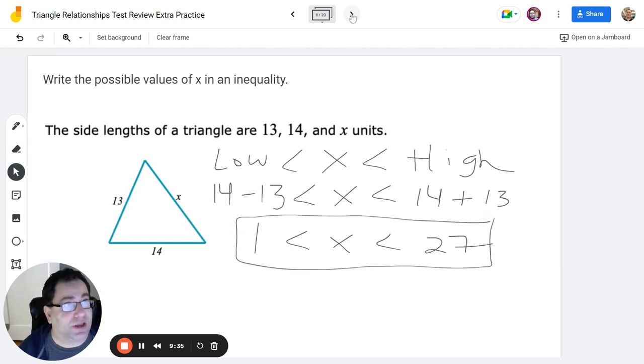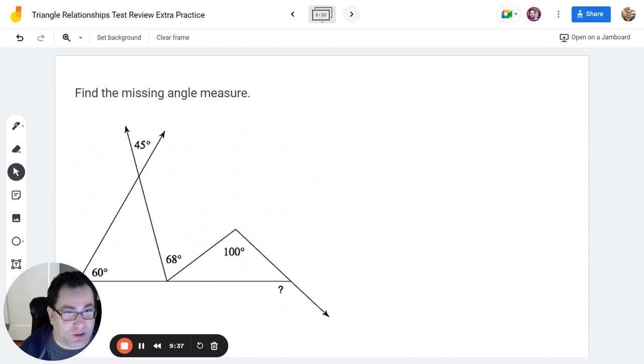Question number 8. All right, so we are given a bunch of angles here, and we need to find the question mark right here. In order to do that, we should probably work our way left to right. So right here, this 45 degree angle is a vertical angle. So we know that this is indeed 45 degrees here.